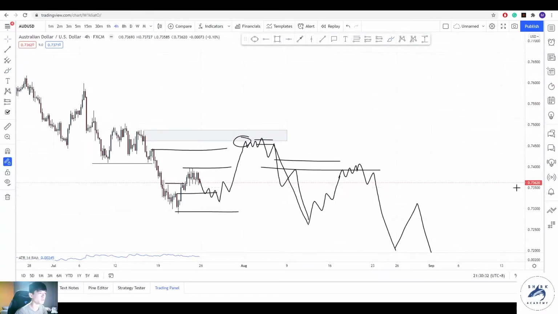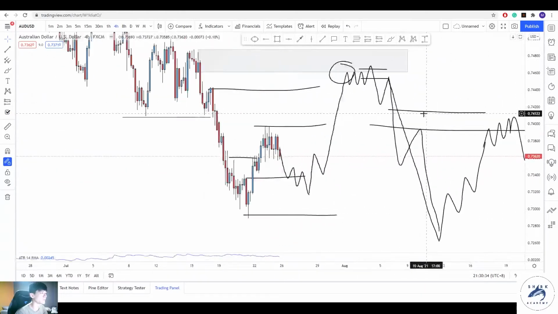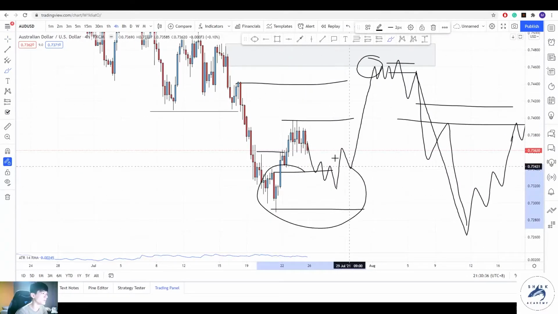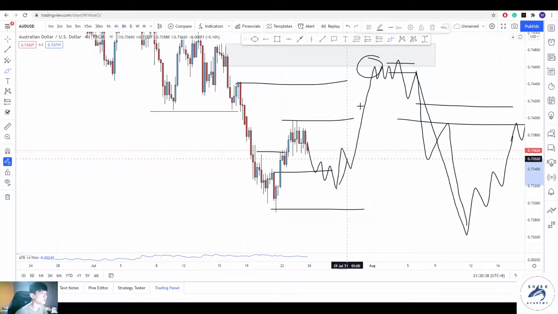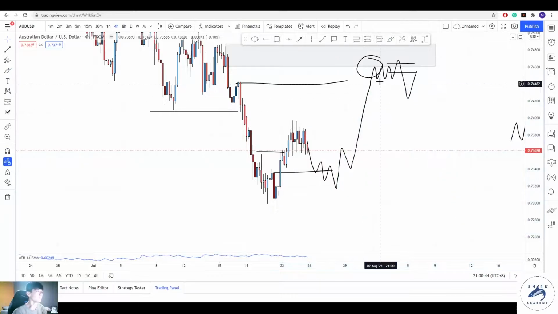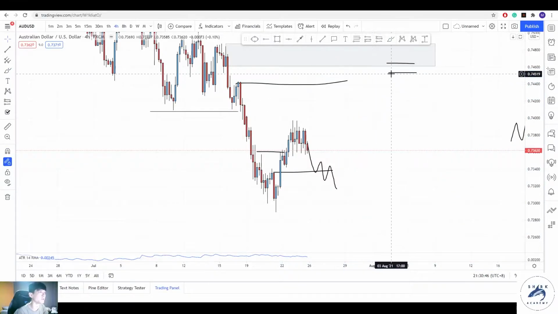Okay, so with this projection in our mind, we expect prices to come back into this demand level to look for accumulations to move higher. Otherwise, just simply wait for a break of structure over here. So what do I mean by that? So let me remove all of this again.